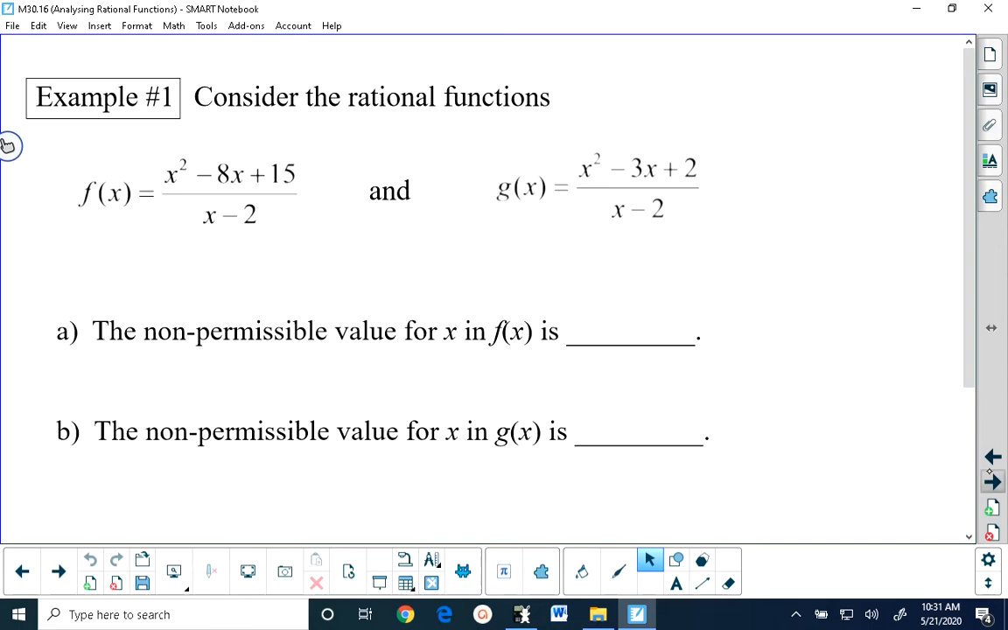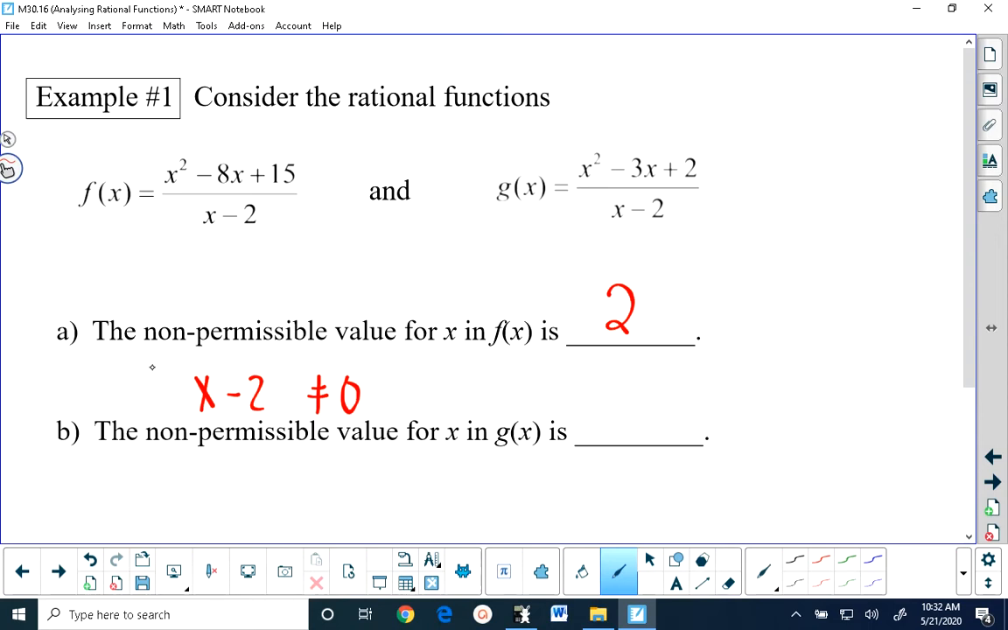So what is the non-permissible value for x in f of x? How do we find it? We look at the denominator, which is x minus 2, and remind ourselves that x minus 2 cannot be equal to 0, which means that the number that makes x minus 2 zero is non-permissible, and that number is 2.